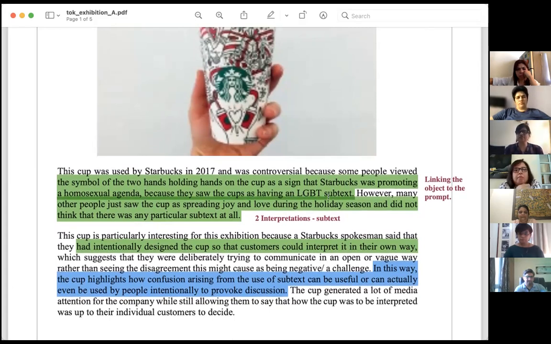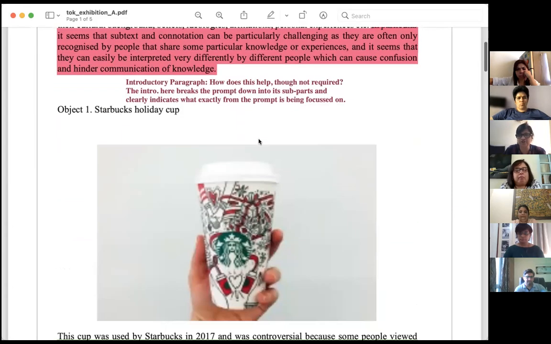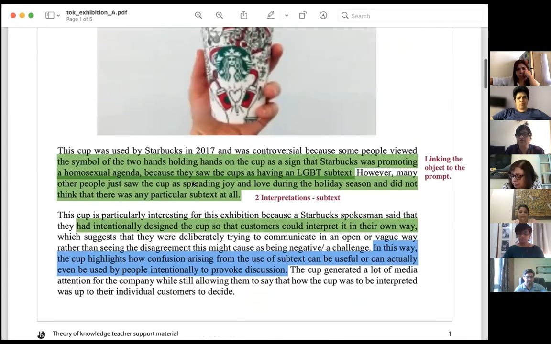Now, can you see that the student has brought in aspects of what he or she said in the introduction of the first object?